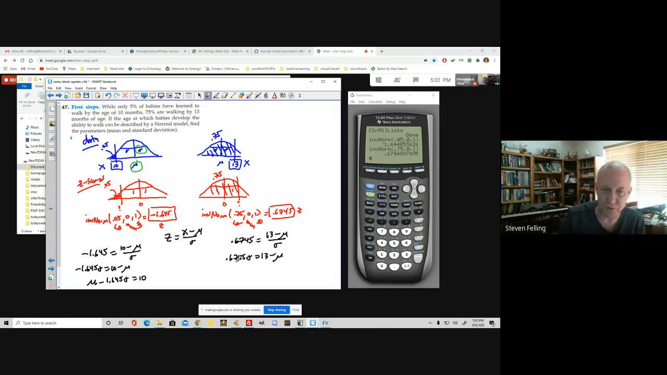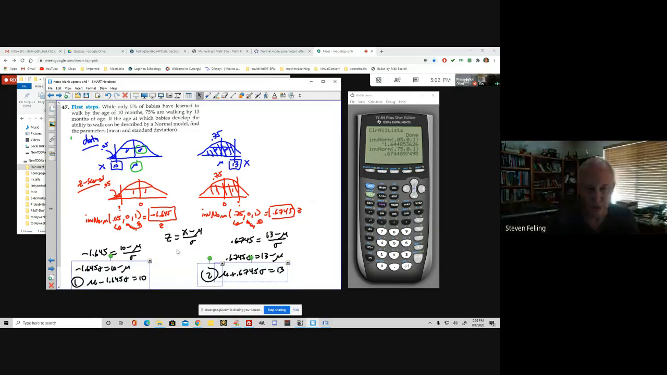And then move the mu to the other side. Mu plus 0.6745 sigma equals 13. Okay, so I have two equations here, equation 1 and equation 2, and I have two unknowns. So it would almost be like a system if I had, like, this is x and this is y, and this is x and this is y, and I need to find the one xy pair that makes those true. So I'm going to take those two equations and just move them to another screen real quick.